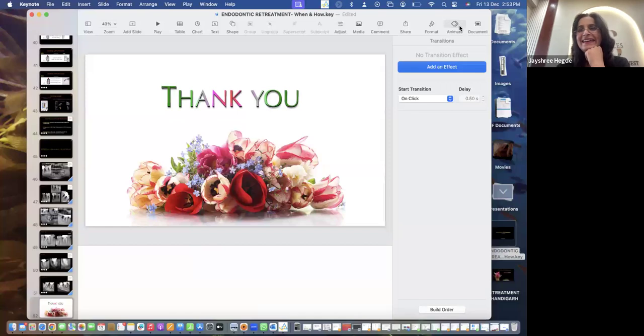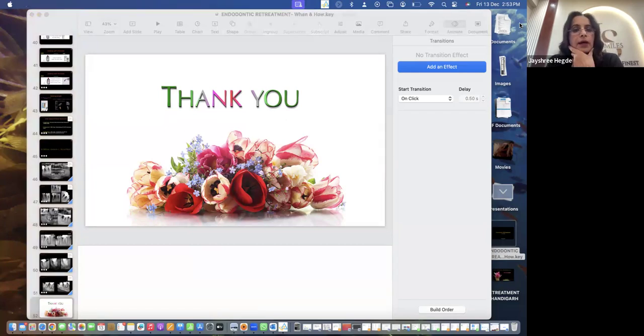Dr. Akhtar is asking, which type of sealer is used in retreatment? Which kind of sealer is used in retreatment cases? You can use any sealer. What you do is so important, and how you seal is very important.